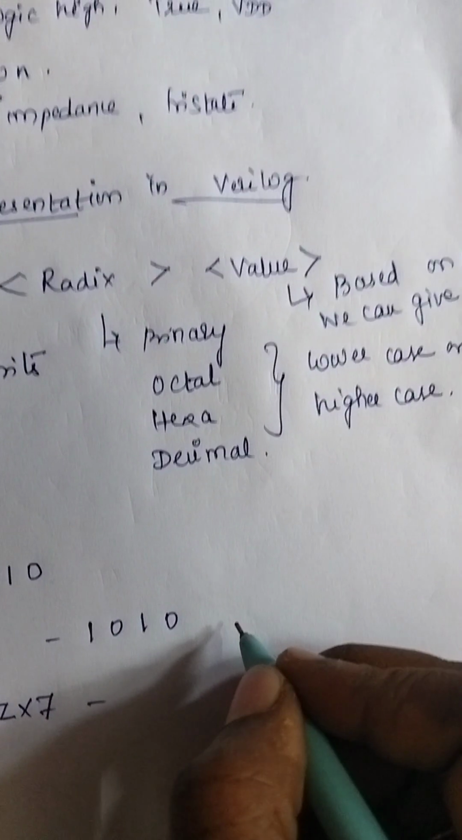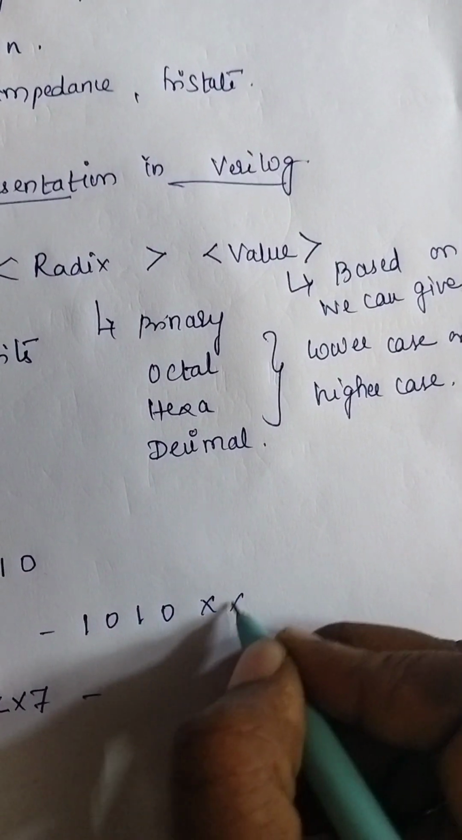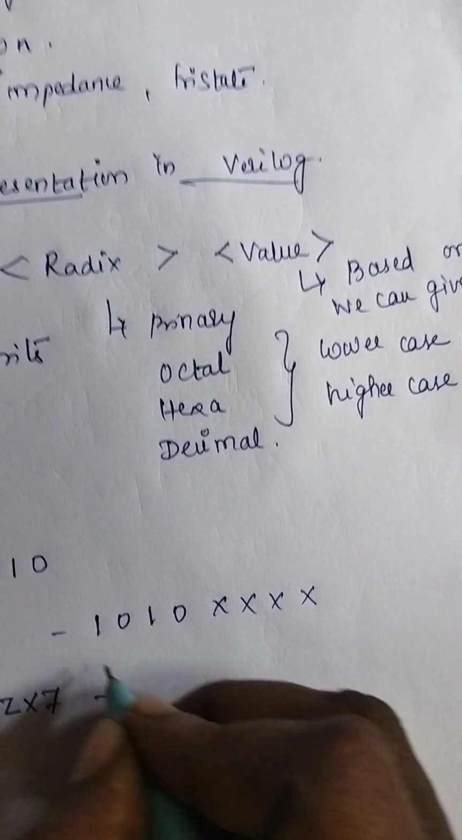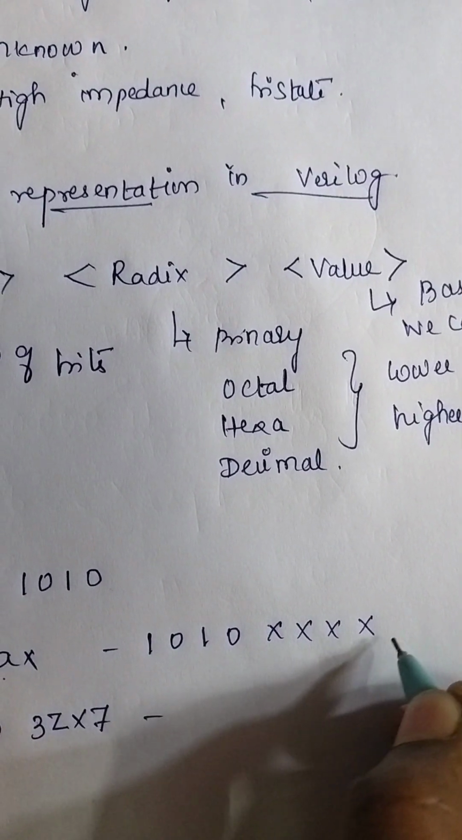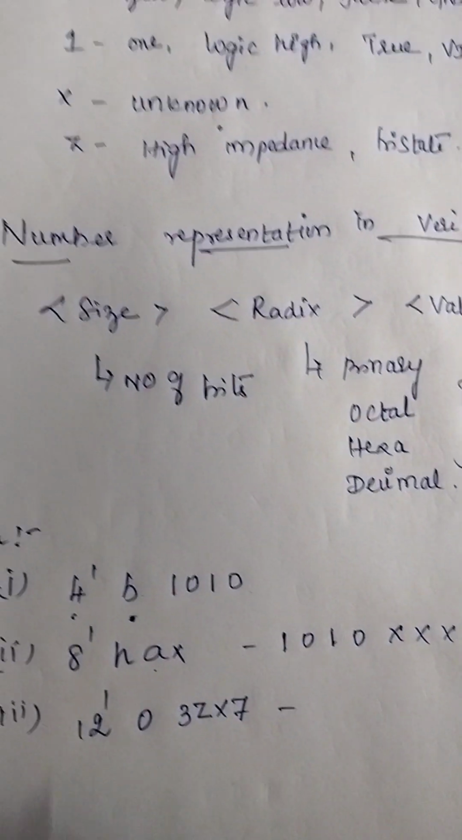Next is x and x, which is represented in binary. Just for your understanding I have written this as 8 bits.